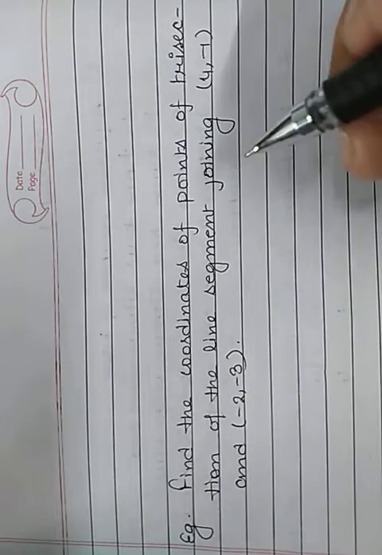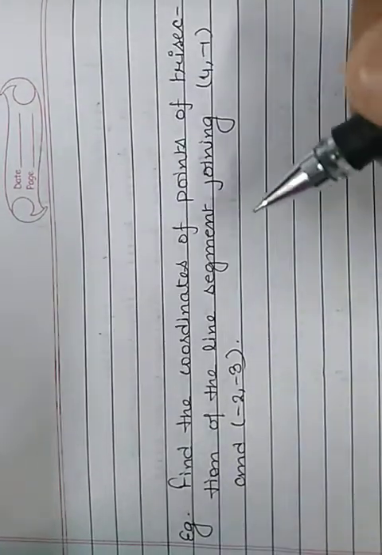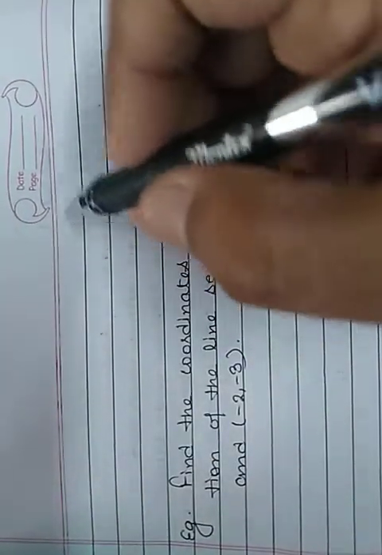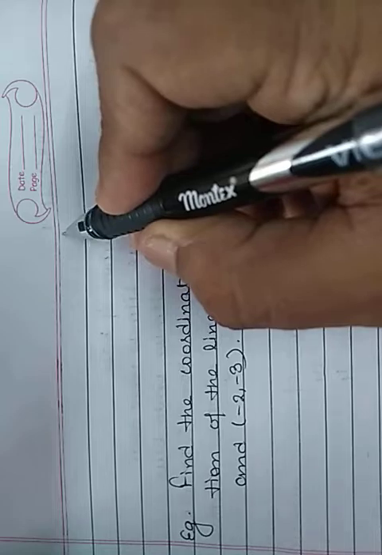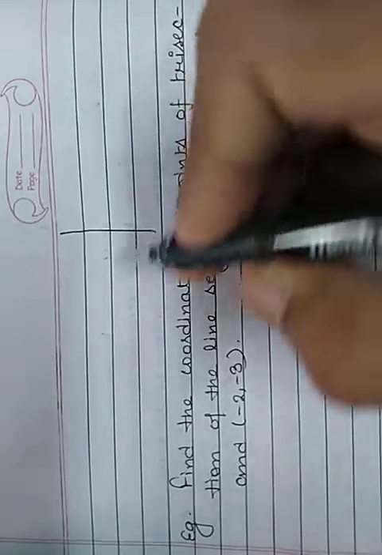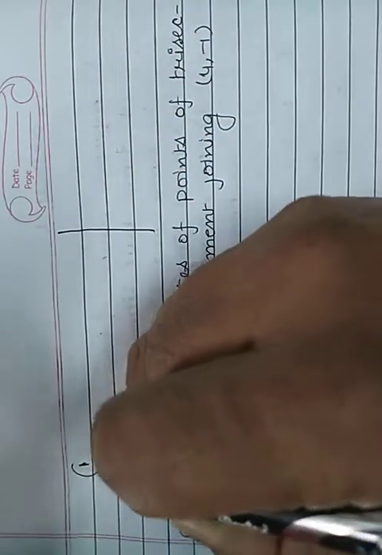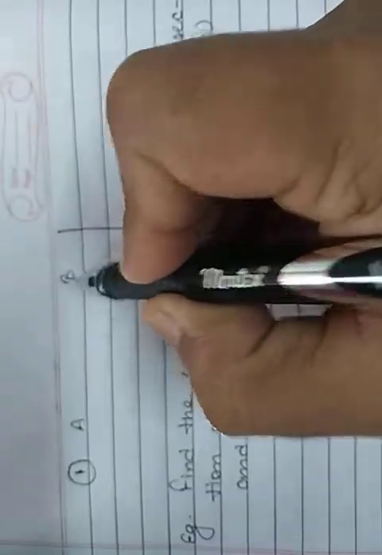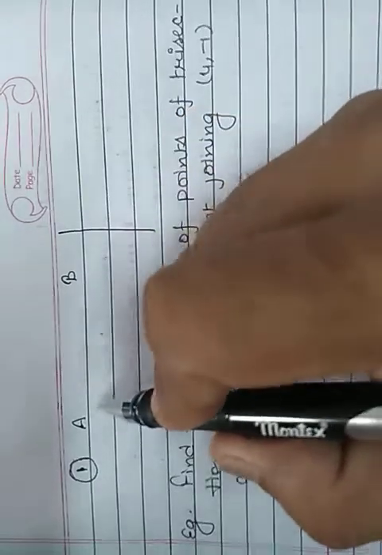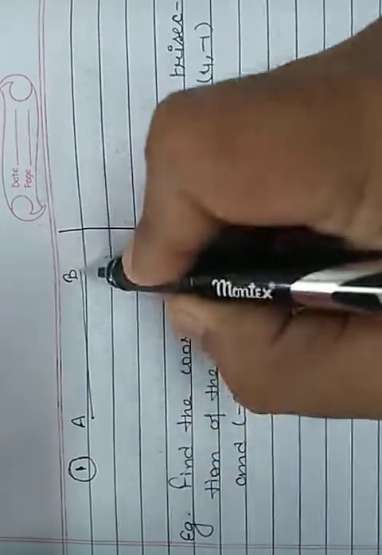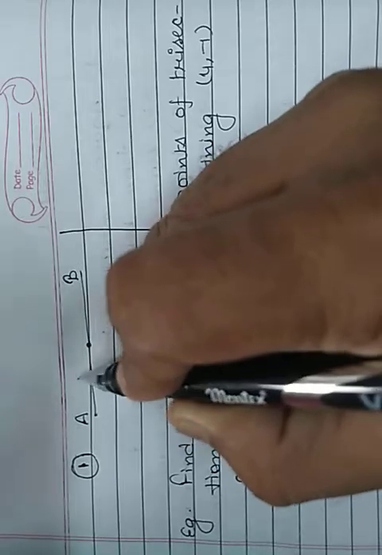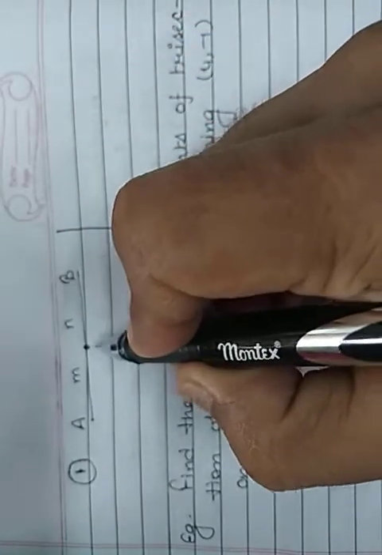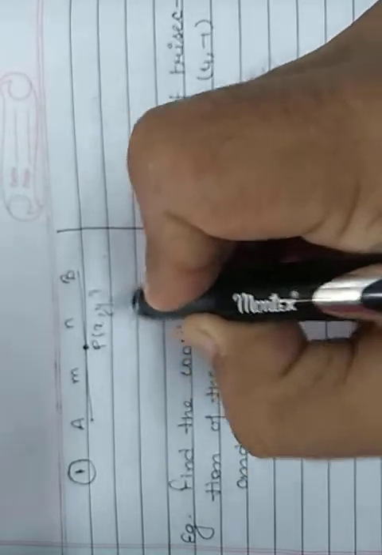Hello students, today we will discuss numericals based on the section formula. I will divide the numericals into two categories. The first one is when the coordinates of A and B are given, the ratio is also given, and we have to find the coordinates of this point x and y.